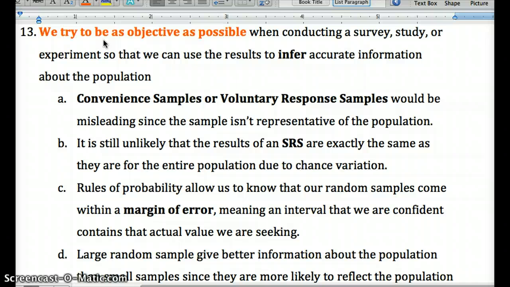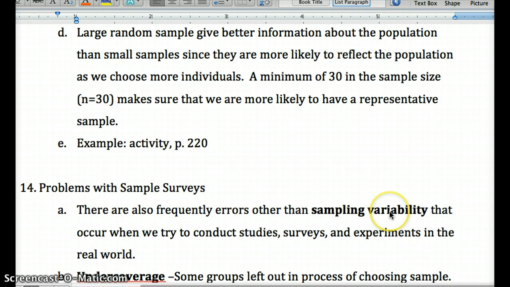Large random samples will give better information about the population than small samples, since due to chance variation, we're more likely to have a truly representative sample, because by chance, choosing a lot of people will get a better result, more similar to the population. We're more likely to get a representative sample. So a minimum of 30 makes sure that we're likely to have a representative sample, and it'll allow us to do a lot of the calculations we'll go through later on in the year.